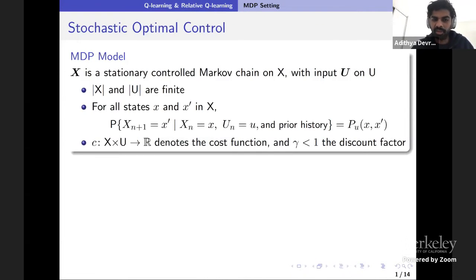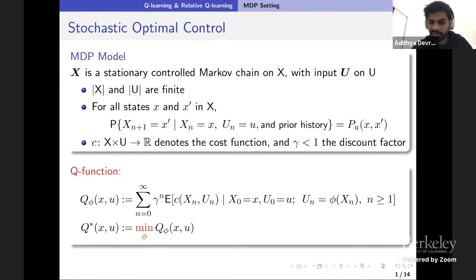First, the problem setup. We denote X to be the stationary controlled Markov chain that's evolving on a finite state space, and also boldface U to be the input sequence or the action sequence, which is also taking values in a finite action space. We denote P_U to be the transition probability matrix. That is, given the current action is U and the current state is X, the probability of transitioning to state X prime is given by this expression. We denote c to be the cost function, and gamma to be the discount factor.